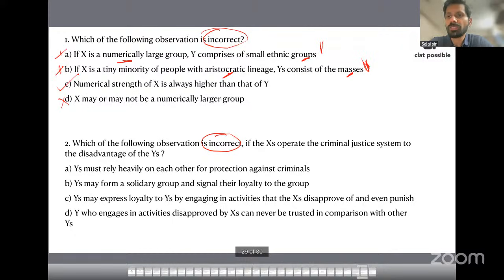Which of the following observations is incorrect? If the X's operate the criminal justice system to the disadvantage of Y's. Again, incorrect.